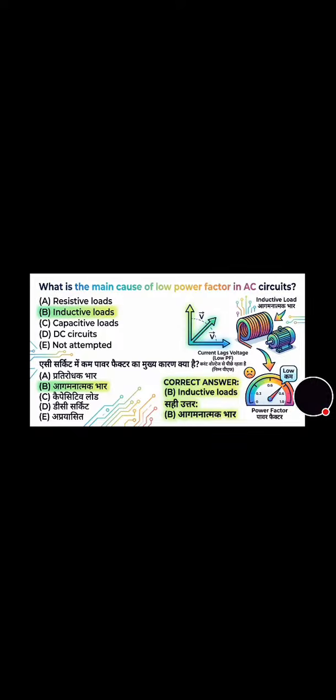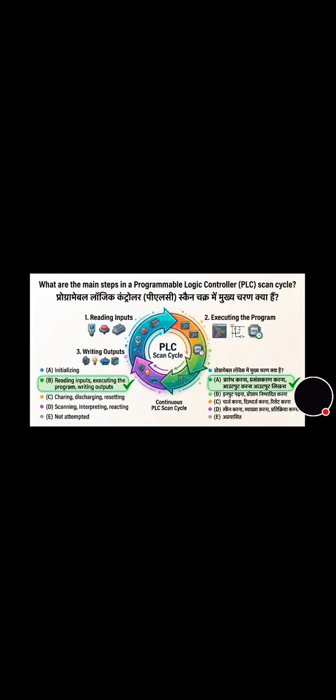Now next question. What is the main cause of low power factor in AC circuits? And correct answer is option B, that is inductive loads. Now move towards the next question. What are the main steps in PLC scan cycle? And its correct answer is option B, reading inputs, executing the program, writing outputs. Now move towards the next question.